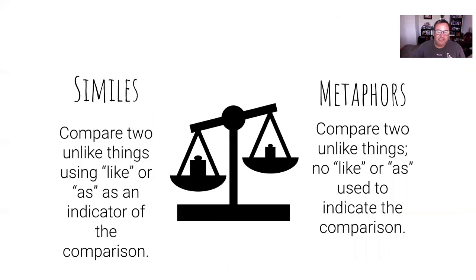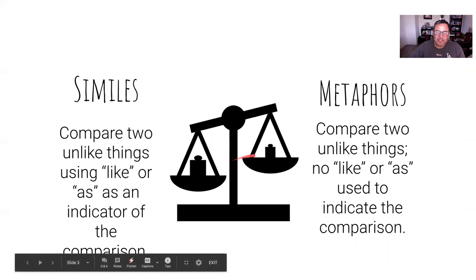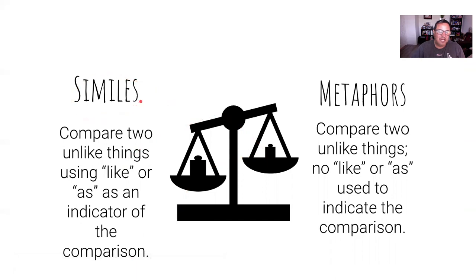So similes and metaphors compare two things that are not the same, two unlike things. Similes use like or as as an indicator, so you know you're comparing two things. When you say, this is like that, or this is as this, right? It's two words that we use, like or as, in order to make this comparison. We call them similes. If you make the same comparison without using like or as, we call it a metaphor, right? Compare two unlike things with no like or as used to indicate anything.